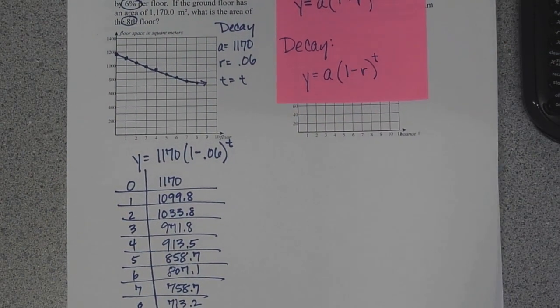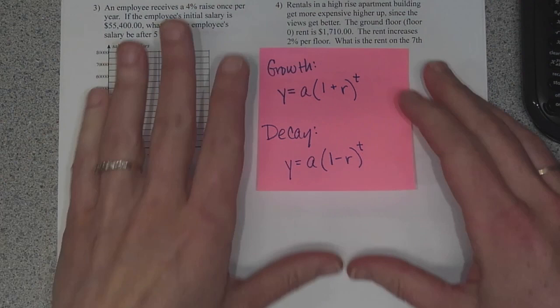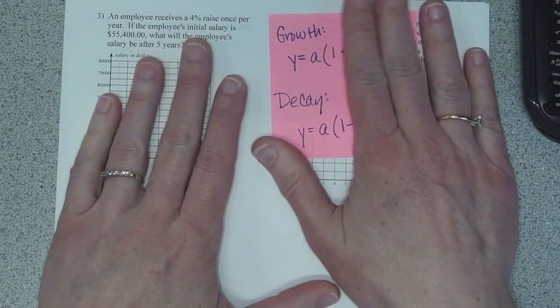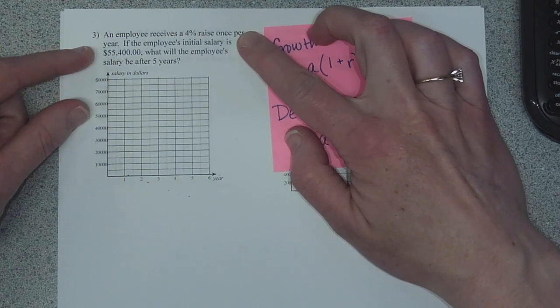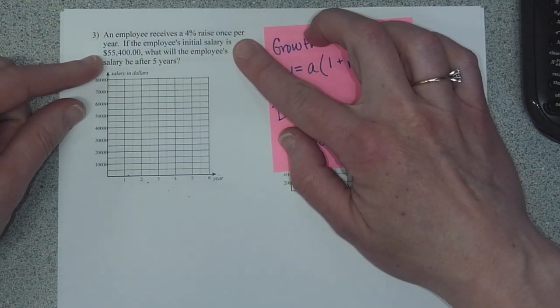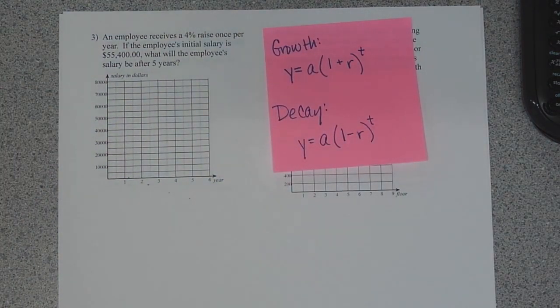Okay, and I'm back. It's time to do problem number 3. So let me get my sticky note that has my little formulas on there. And let's read problem number 3. An employee receives a 4% raise once per year. If the employee's initial salary is $55,400, what will the employee's salary be after 5 years?